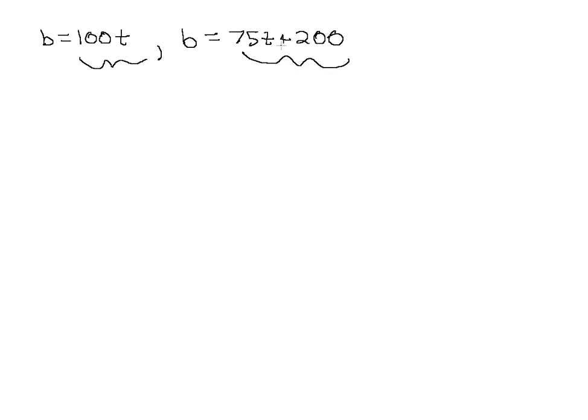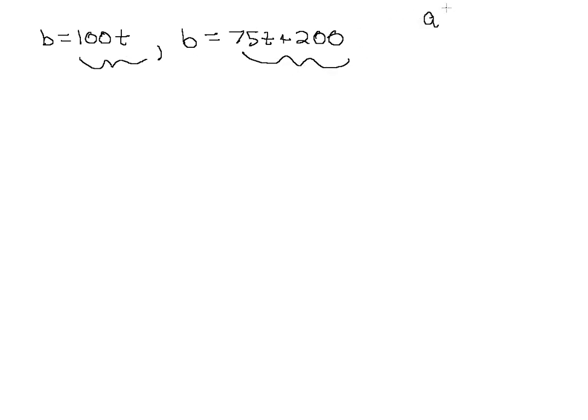So if you recall, we had something that looked like this. We had b equals 100t, and we had a second equation, which was actually the last part of our application. We had b equals 75t plus 200. And we wanted to know when these two equations intersected on a graph.